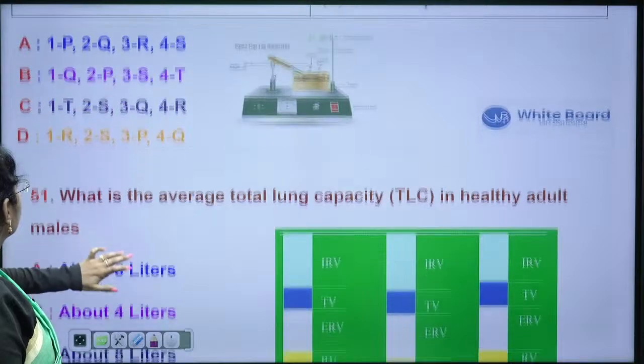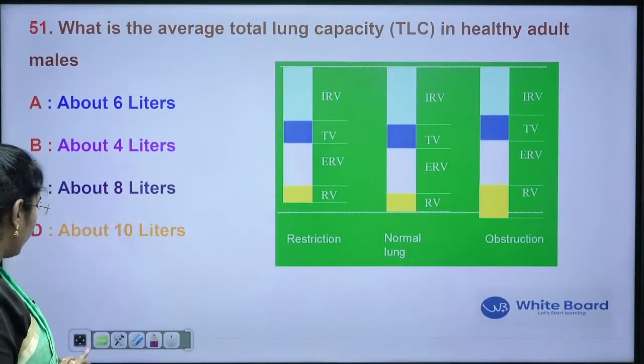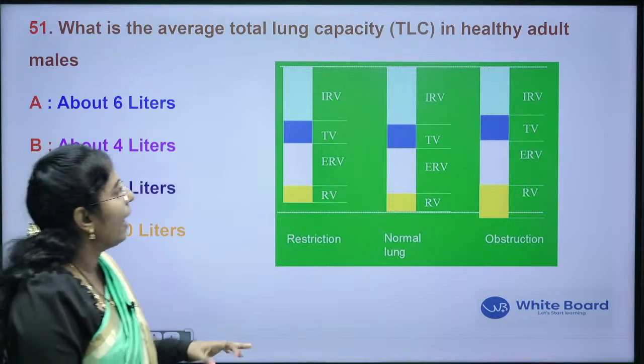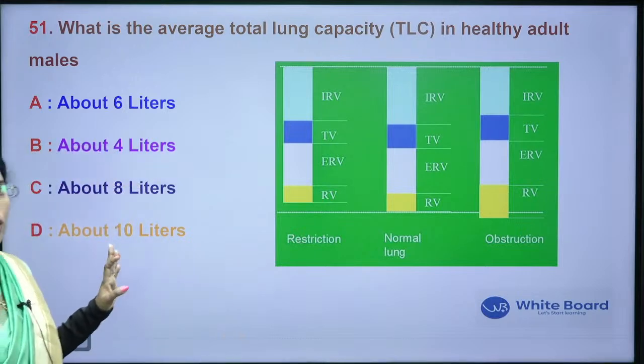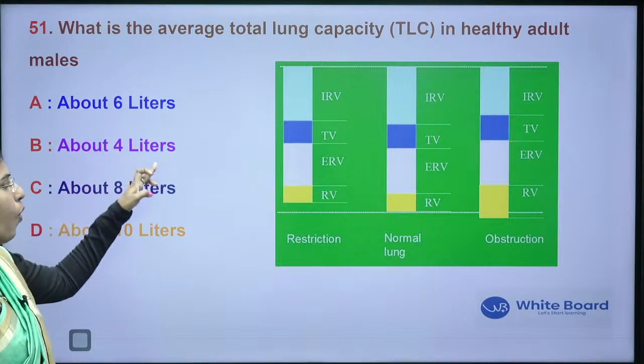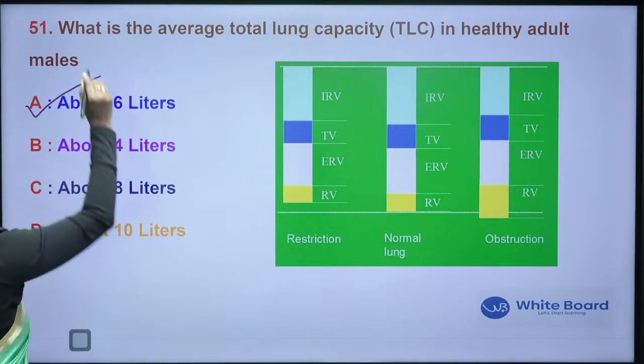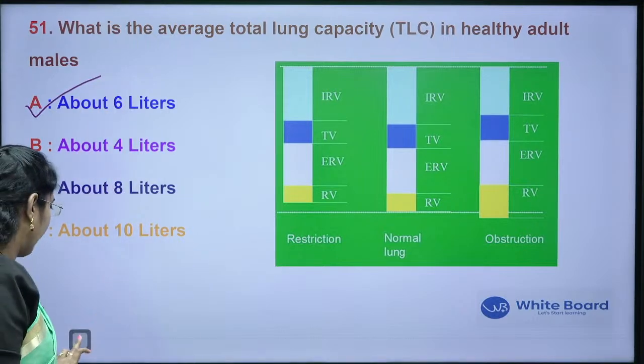Right. So, next coming to the 51st question. What is the average total lung capacity in healthy adult males? This is also a direct question. Here they have given 4 options: about 6 liters, about 4 liters, about 8 liters and about 10 liters. So, the correct option is about 6 liters.